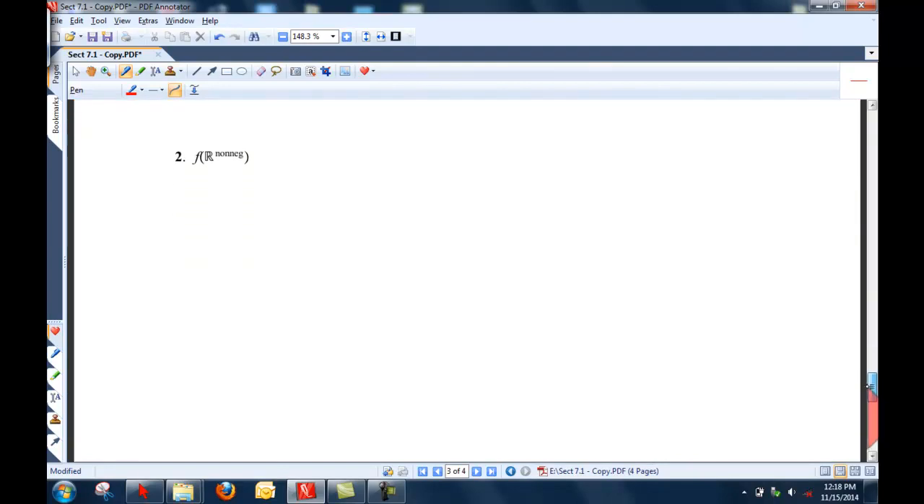Second part of the question, find the range, is what this question is saying, f of all non-negative numbers. So first of all, note that when I square something, add 1, and take the floor, I am going to get a positive number.